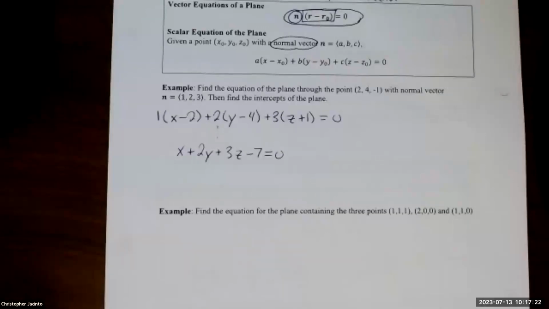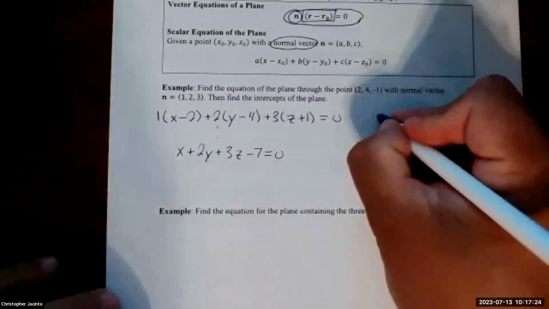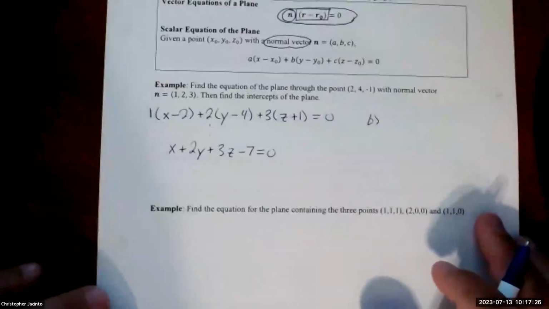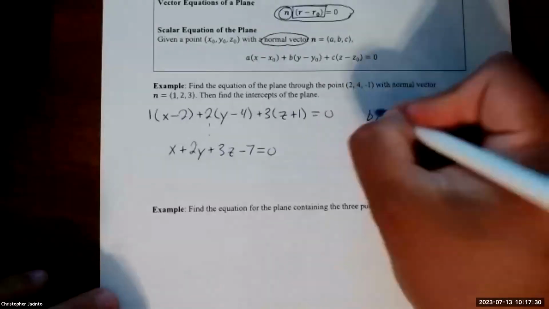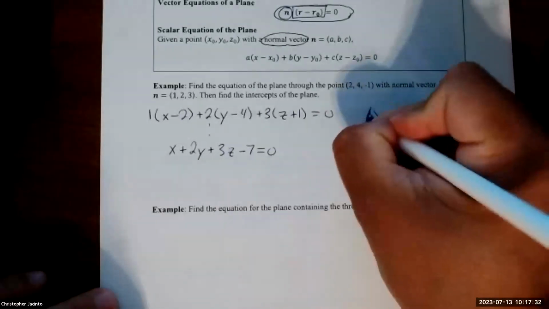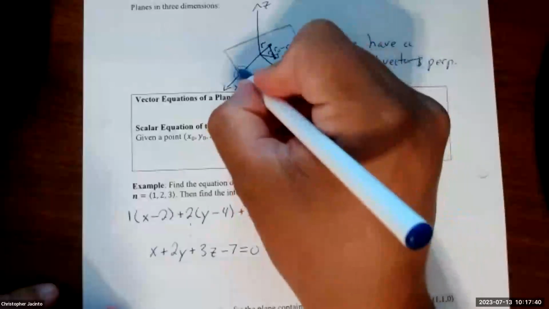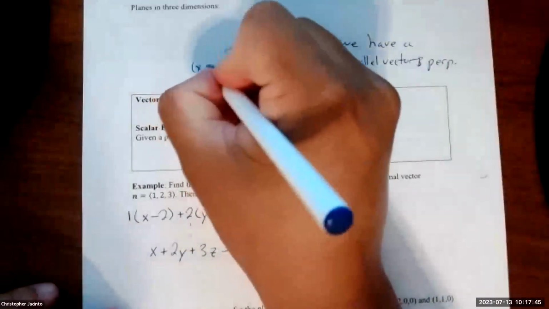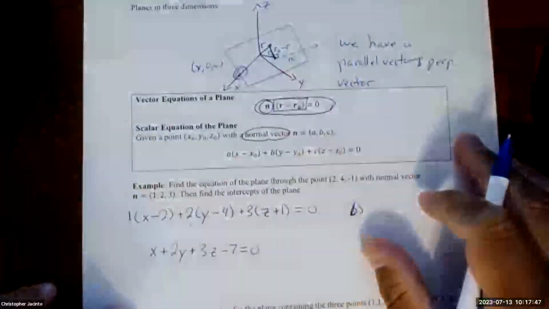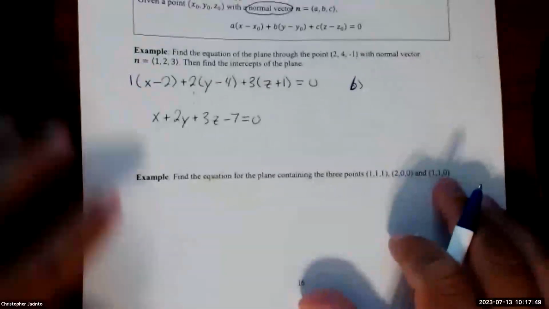Right. And so let's go to part B. Find the intercepts of the plane. Now, again, this may look complicated, but remember, what do we mean by intercepts? Well, where it crosses the x, y, and z axes. Let's just look at x, for instance. What's this point here on the x-axis? Well, this is the point (x, 0, 0).